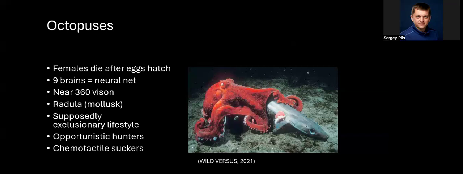And then what's really of use to this paper is they have chemotactile suckers. So we as humans, and this is also why it is important for biomedical science in general.